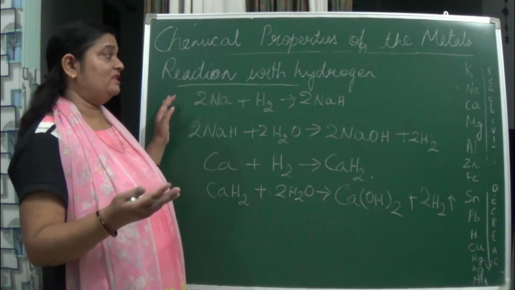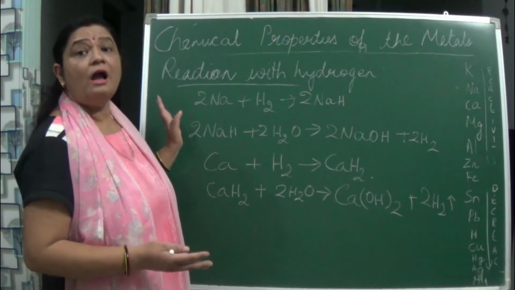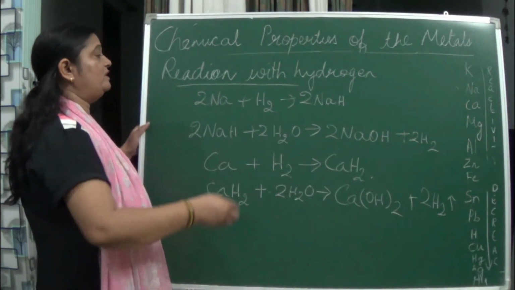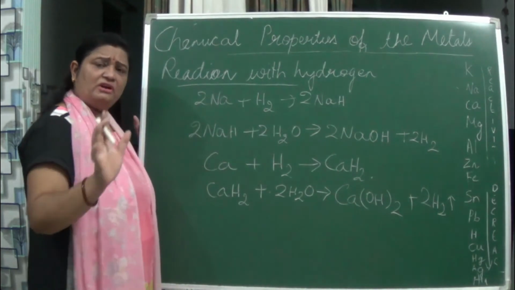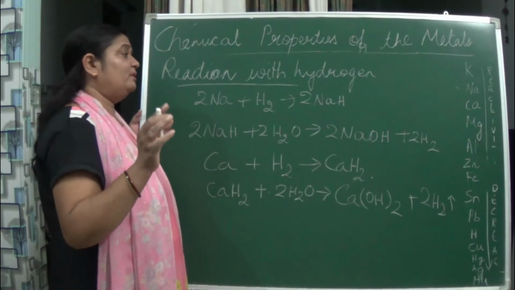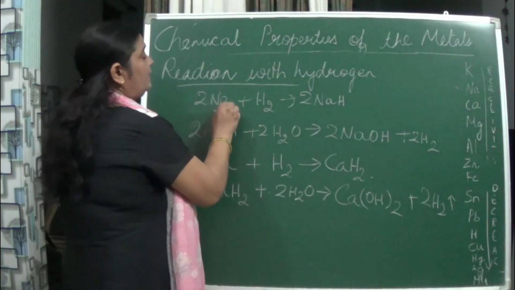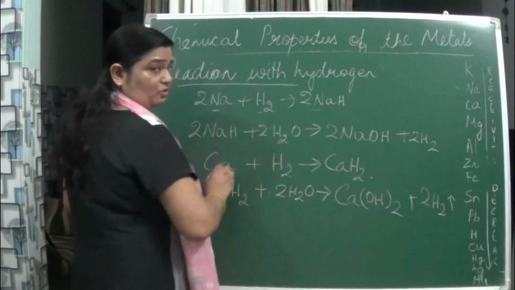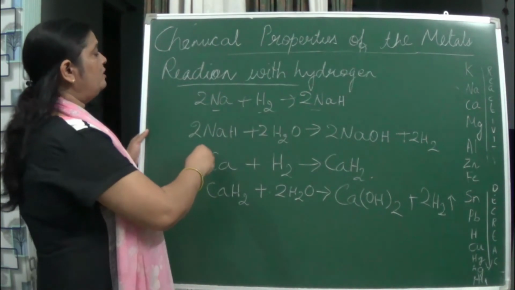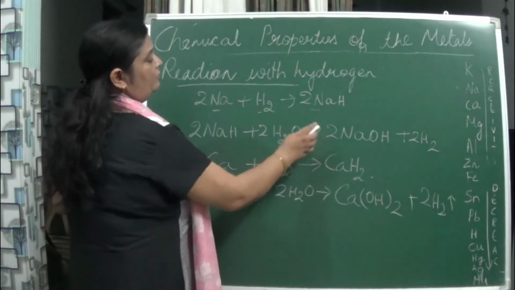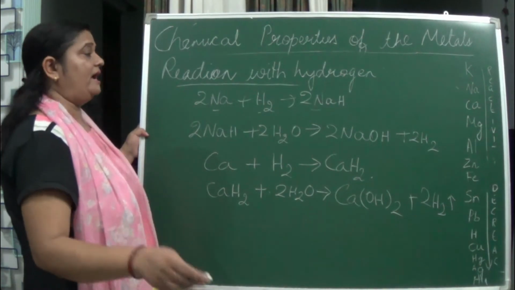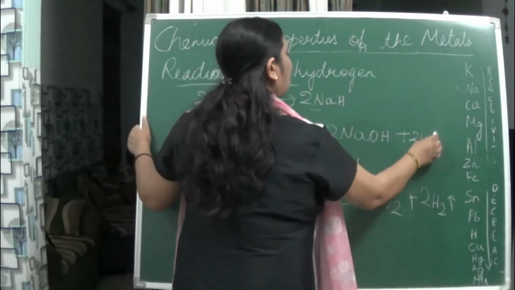So here we will see this happens only in the case of very reactive metals, and naturally when they react with hydrogen, they form the corresponding hydrides. Like sodium reacts with hydrogen, the reaction is very vigorous, very violent, and a tremendous amount of heat is also evolved. So sodium reacts with hydrogen to form what? Sodium hydride. And when you react this sodium hydride with water, you will get what? Sodium hydroxide, and hydrogen will be given out.